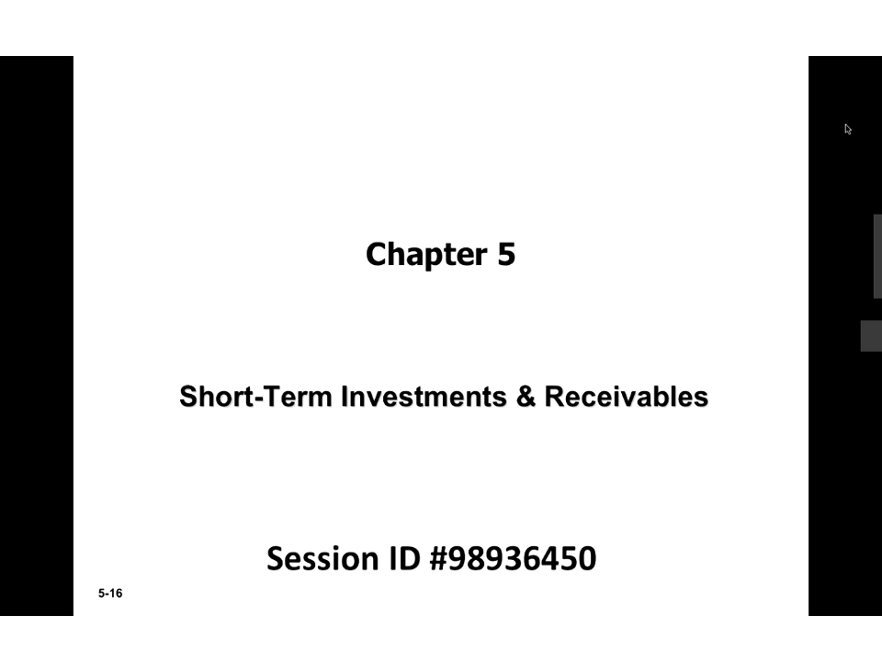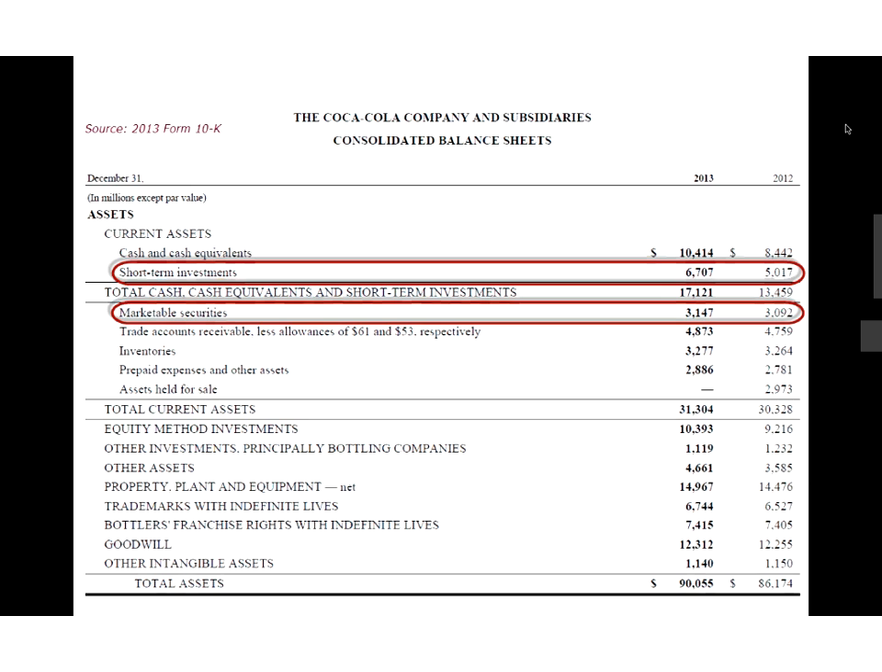Okay, we're going to be starting on the content for short-term investments and receivables. We're starting with investments, and what I want to show you right here is Coca-Cola Company. This is their 10K. Now, what's a 10K? If a company is publicly held, it has to file its financial statements on a quarterly and annual basis with the SEC, the Securities and Exchange Commission.